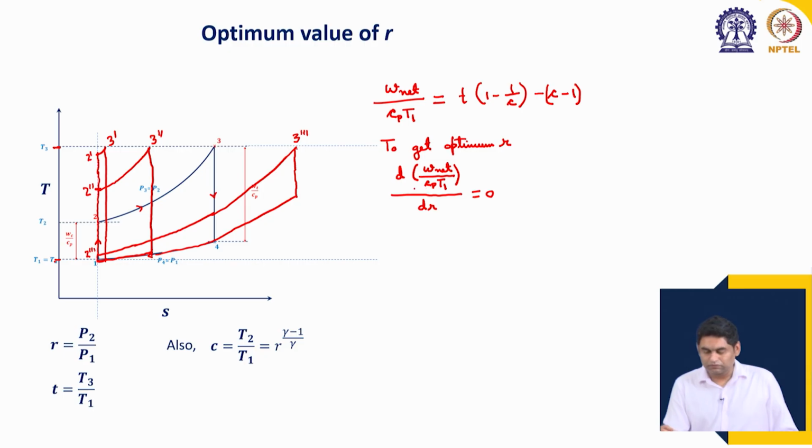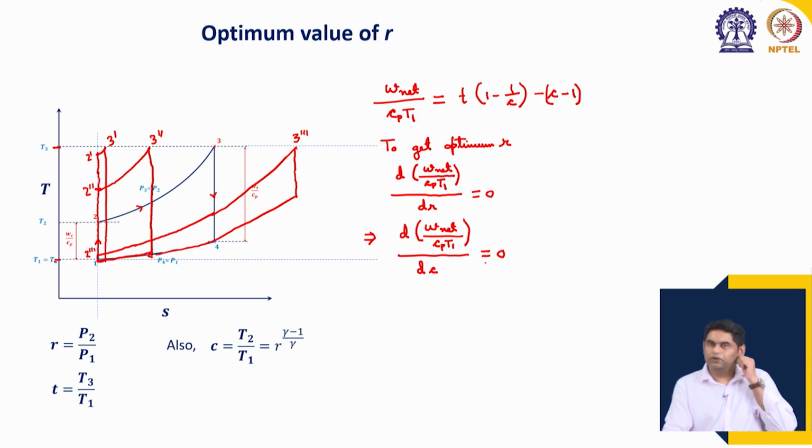Now, based on the variation that we have seen, we assume that this extremum will correspond to a maximum value of work output, because the minimum values are at the two ends of the range of R. Okay. So, we can also take the derivative in a similar way with respect to C instead of R, because C and R are directly related. Okay. And if we find the optimum value of C, we find the optimum value of R also.